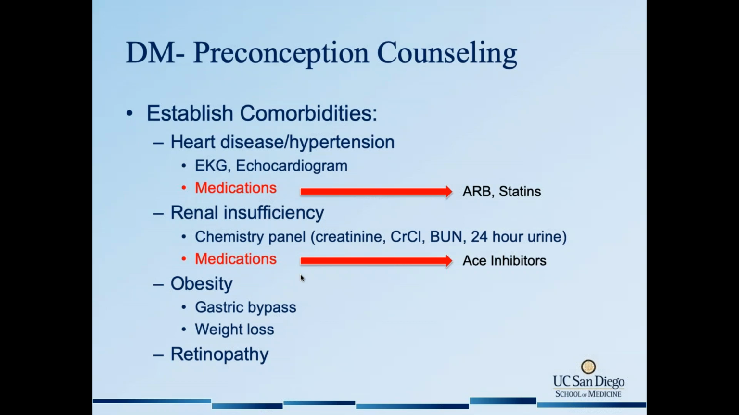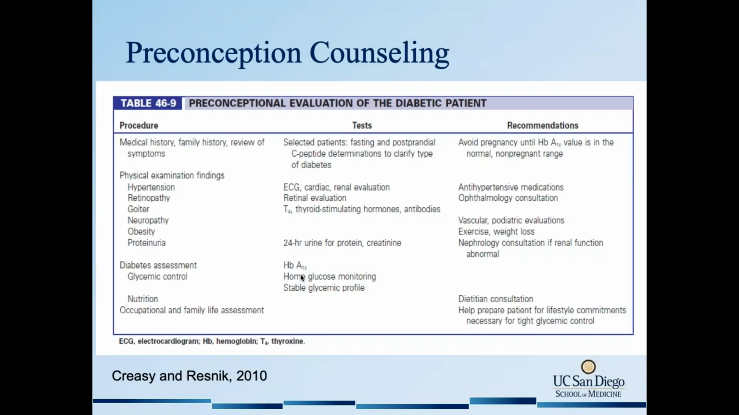In terms of baseline laboratory studies, I obtain a creatinine clearance, as well as a BUN and a 24-hour urine protein collection, as well as liver function tests at that baseline evaluation if they haven't had a recent set of labs to review this. And if there is renal insufficiency, then I would want to refer those patients to nephrology, if not already done so, to better clarify their risk. And then lastly, we do discuss other complications such as obesity and discuss the outcomes with gastric bypass if they've undergone gastric bypass, or may recommend that they actually have weight loss before they attempt to conceive. And then assess for any retinopathy.